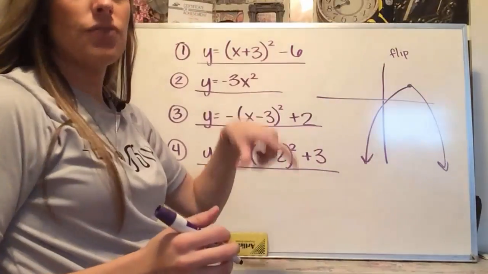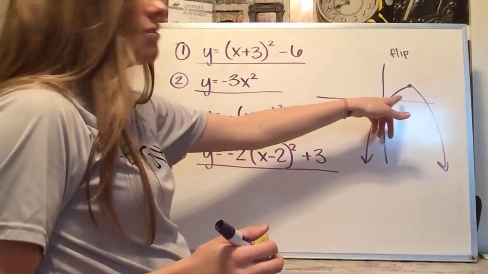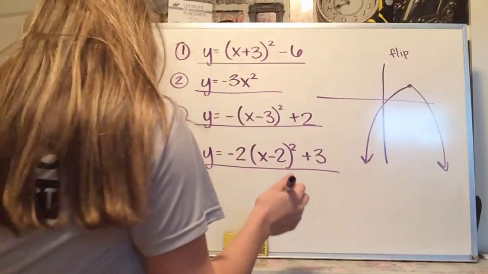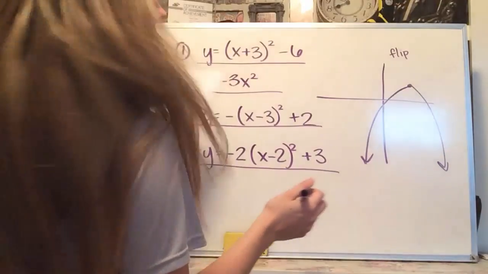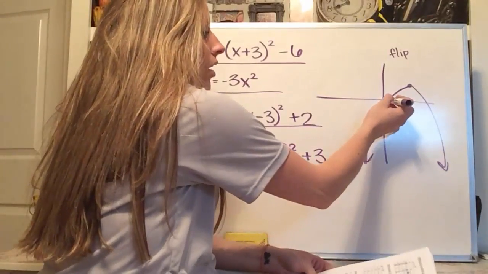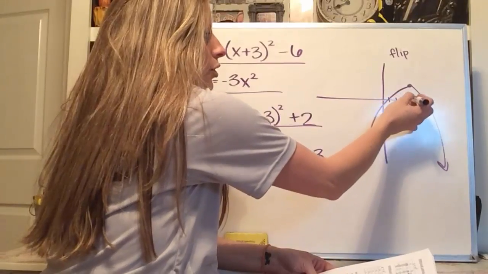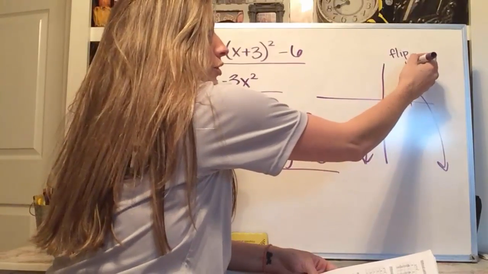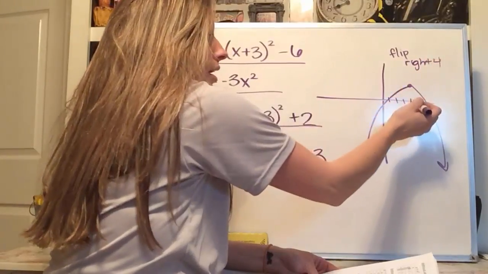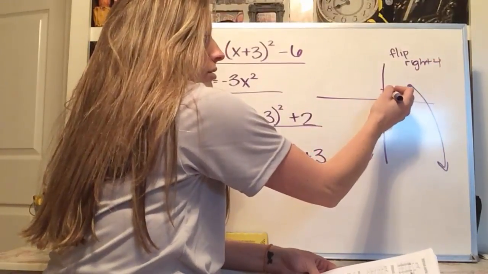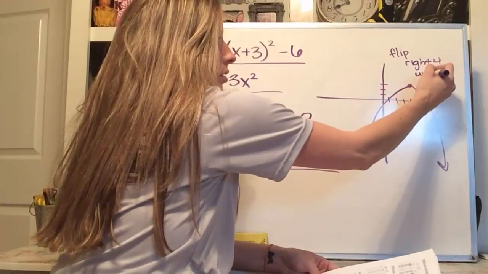So it was flipped. My vertex moved, let's see, moved to the right how many? So count how far to the right did it move. And it moved right 4. And it moved up 1, 2, 3.